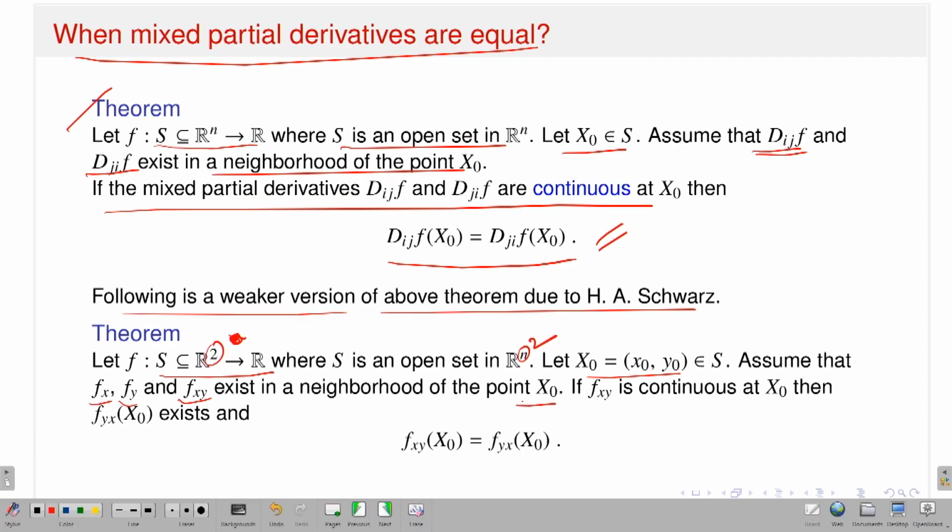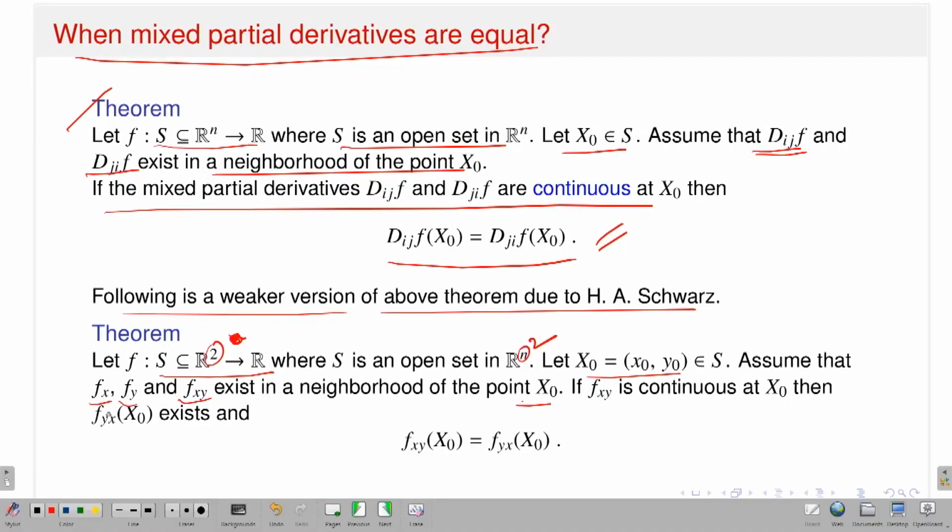So that is nice actually. In the earlier one, I wanted the existence of mixed partial derivatives in a neighborhood of x naught. If I want the existence of mixed partial derivatives, then of course the first order partial derivatives, del f del x and del f del y, should also exist, right? Otherwise I cannot talk about the mixed second order partial derivative. First order partial derivatives have to exist, then only I can talk about second order partial derivatives.